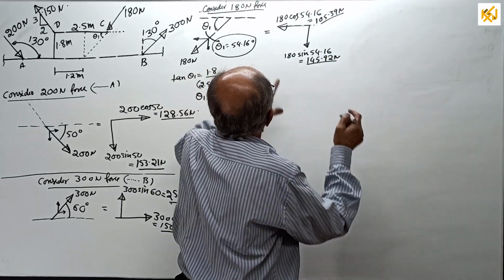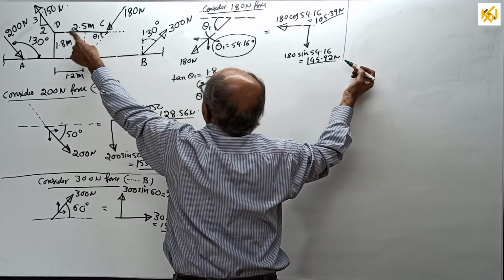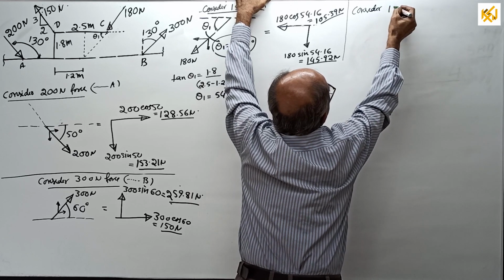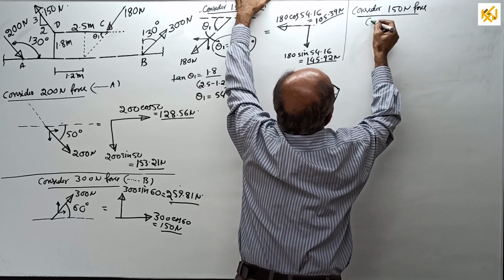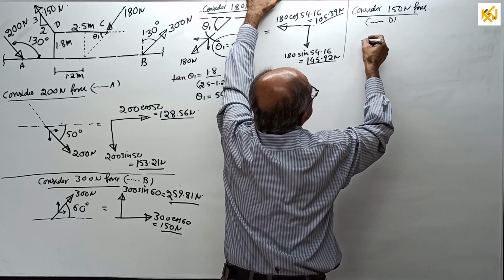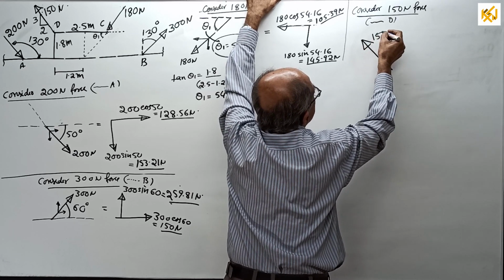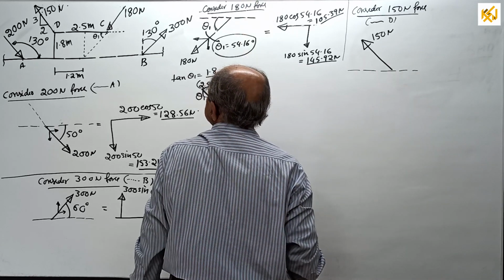See, next. Now, this is also over. Lastly, which one now? Consider the 150 Newton force. Remember, which is passing to the point D. How is the force? Force is like this. How much? 150 Newton.